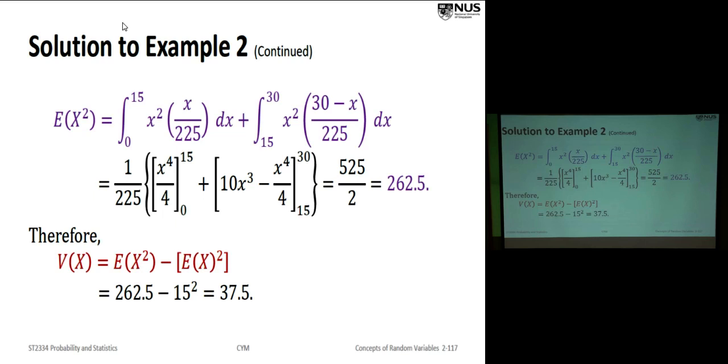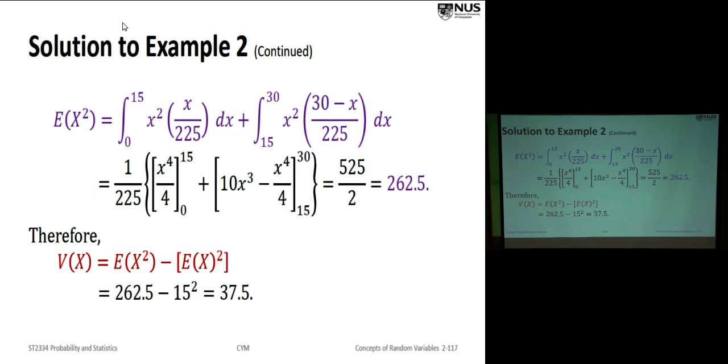So the expected value of x squared is x squared times the PDF between 0 and 15, plus x squared times the PDF between 15 and 30, plus nothing, because you get nothing here. Okay, and then we're doing the same task, essentially. We take the factor 1 over 225 out of both of these integrals, and then I integrate x to the 3. The integral of x to the 3 is x to the 4 over 4. I go between 0 and 15.